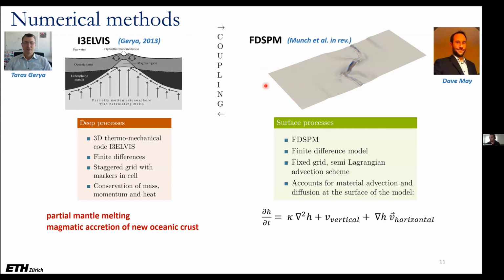Furthermore, surface processes such as erosion and sedimentation have been implemented by a diffusion-based approach called FDSPM, that refers to a simplified diffusion-based finite differences surface processes model. So there's a full, two-way coupling between the thermomechanical code and the surface evolution, including erosion and sedimentation.